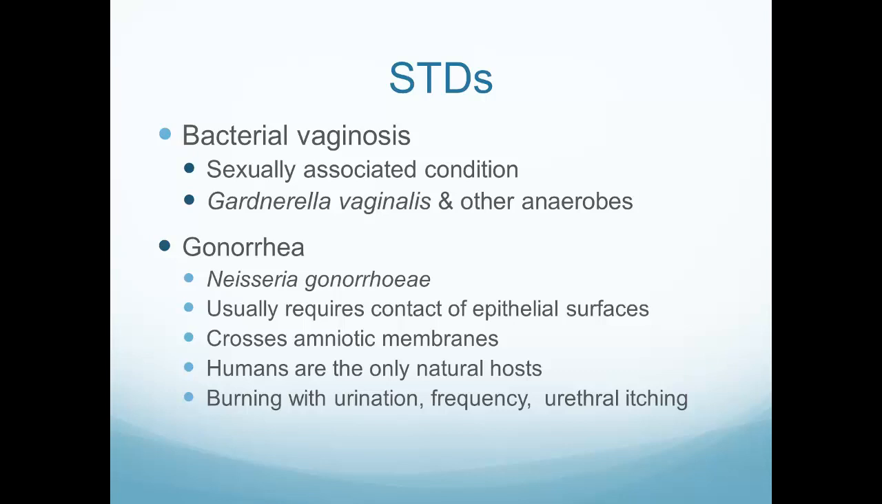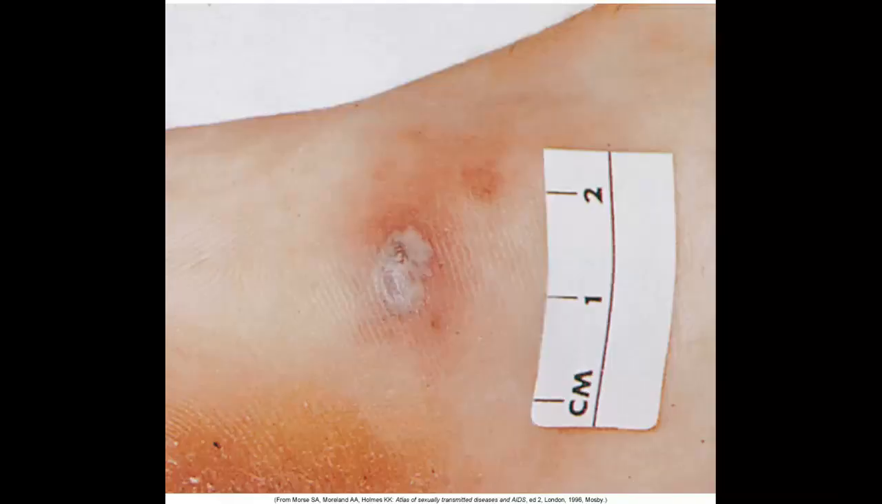Burning with urination, frequency, and urethral itching are the classic signs that we see with gonorrhea. This is a systemic manifestation of gonorrhea, where we're seeing a skin lesion that is the result of having gonorrhea that has disseminated throughout the entire body, rather than being localized to the reproductive tract.